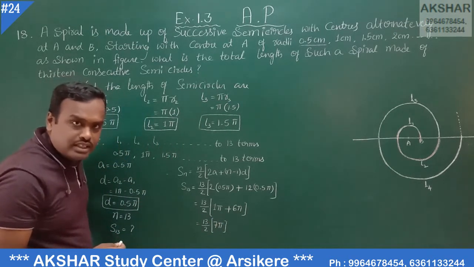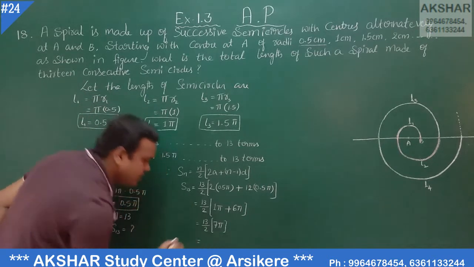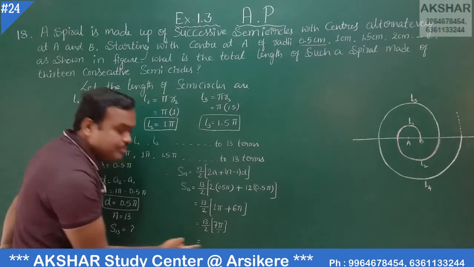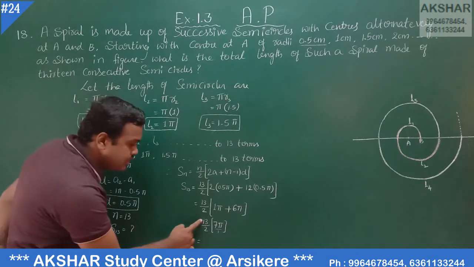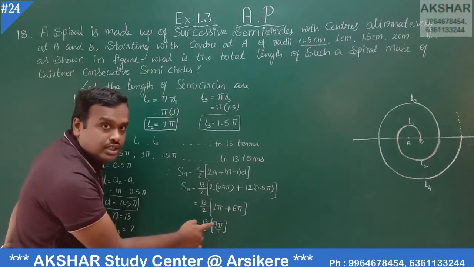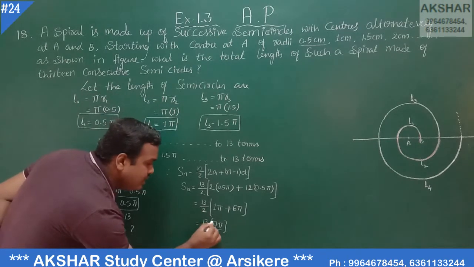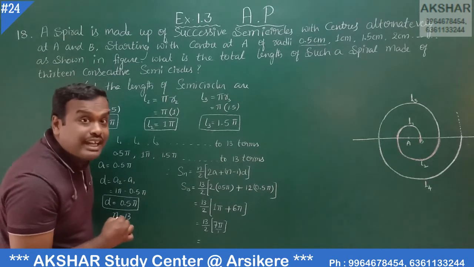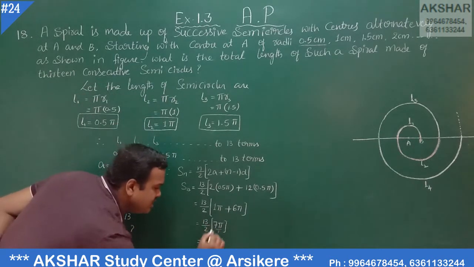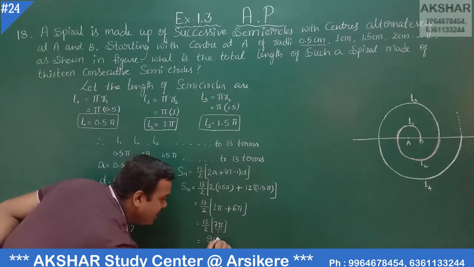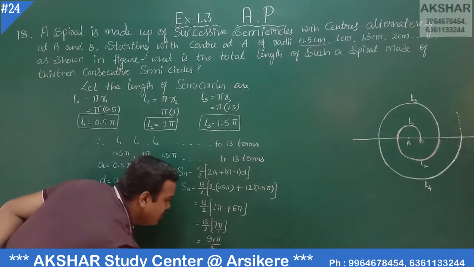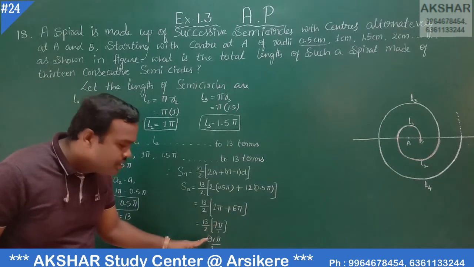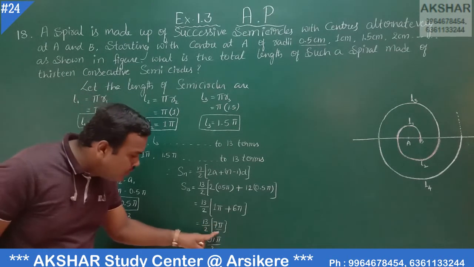Clear? Is it? Yes. Which is equal to, here 7 pi means 7 by 1. We need to multiply here. Okay. 13 into 7. Clear? Therefore, 13 sevens are how much? 91. So, 13 sevens are 91 pi divided by 2. Got it? 13 sevens are 91, and 2 ones are 2.